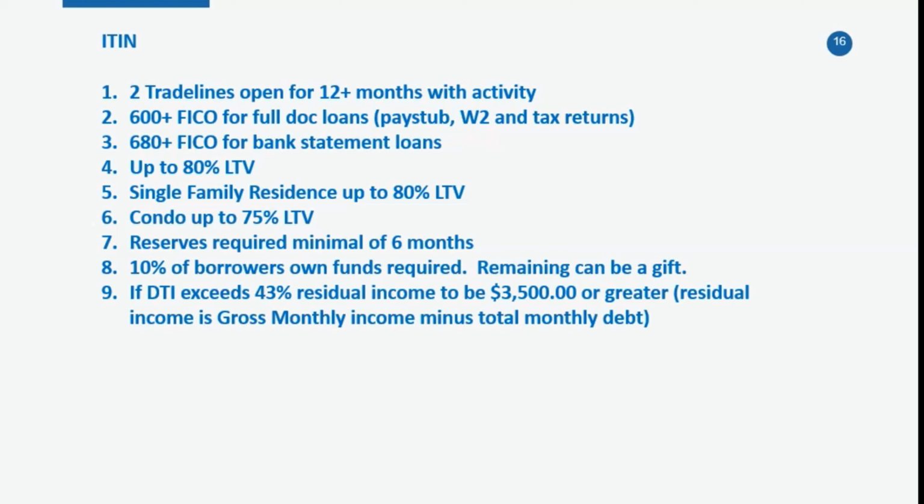LTVs are going up to 80% on single family residences, condos are 75%, and they're looking for a minimum of 6 months reserves. When I say reserves, it's the PITIA: principal, interest, taxes, insurance, and any assessments. So if there are HOAs on a condo, those need to be added in. Just make sure we have a minimum of 6 months reserves. DTI cannot exceed 43%.